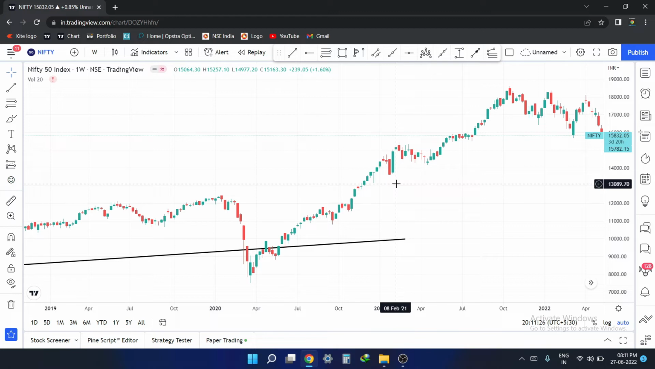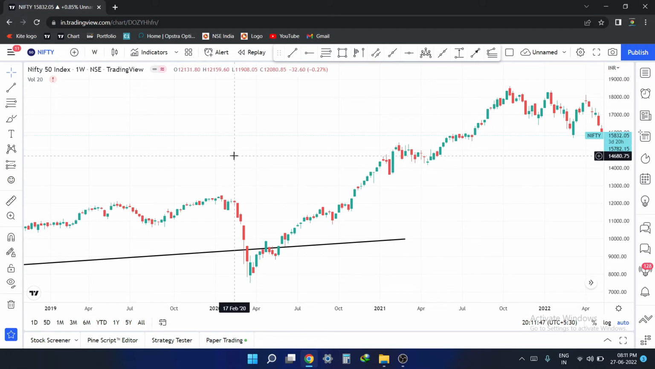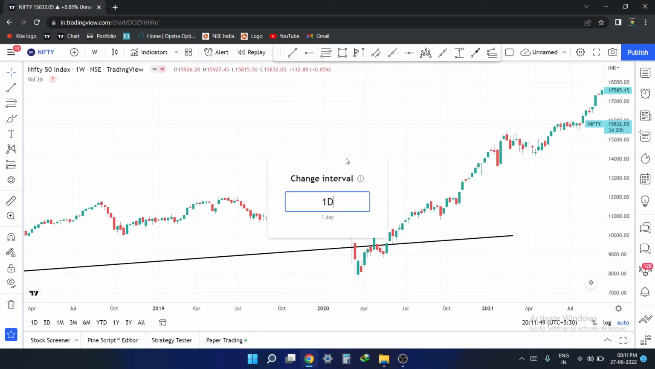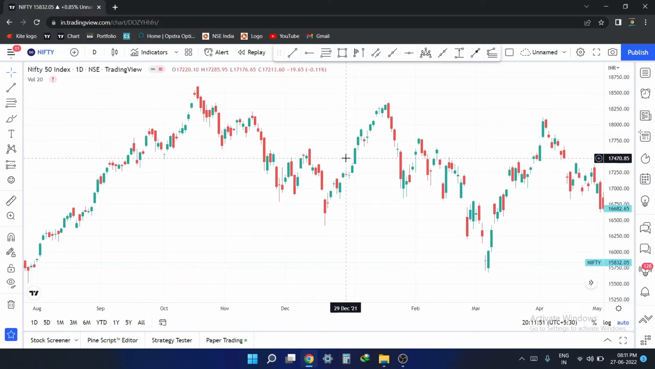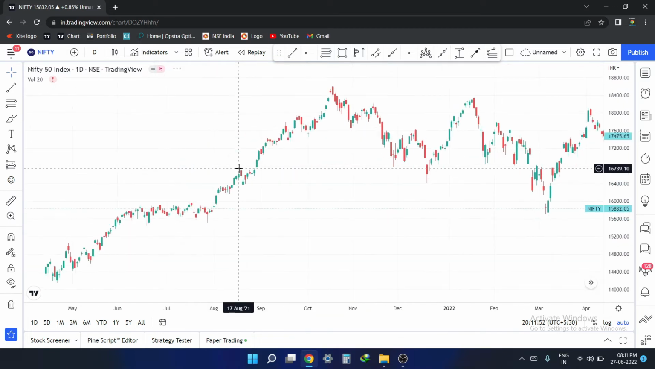Let me repeat the statement. A 45-degree trend line works best as a trend line because at this point price and time are in perfect balance, and it will offer you high probability trading opportunities. So I will suggest you take notes of whatever I am saying so you can recall it later. Let me show you a 45-degree trend line. Move to the daily chart.